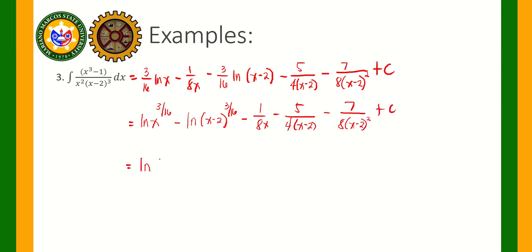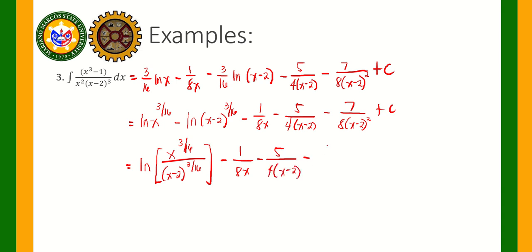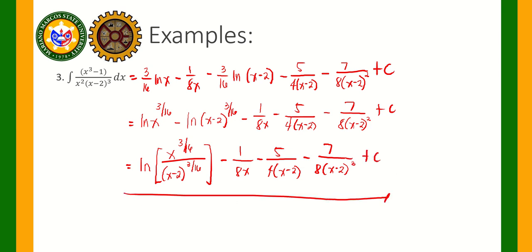Simplifying further, we have ln, since it is subtraction, it will become division. So, x raised to 3 over 16 over x minus 2 raised to 3 over 16. And then, let us add the remaining terms. So, 5 over 4 times x minus 2 minus 7 over 8 times x minus 2 cubed, and then plus c. So, this is our final answer for example number 3.